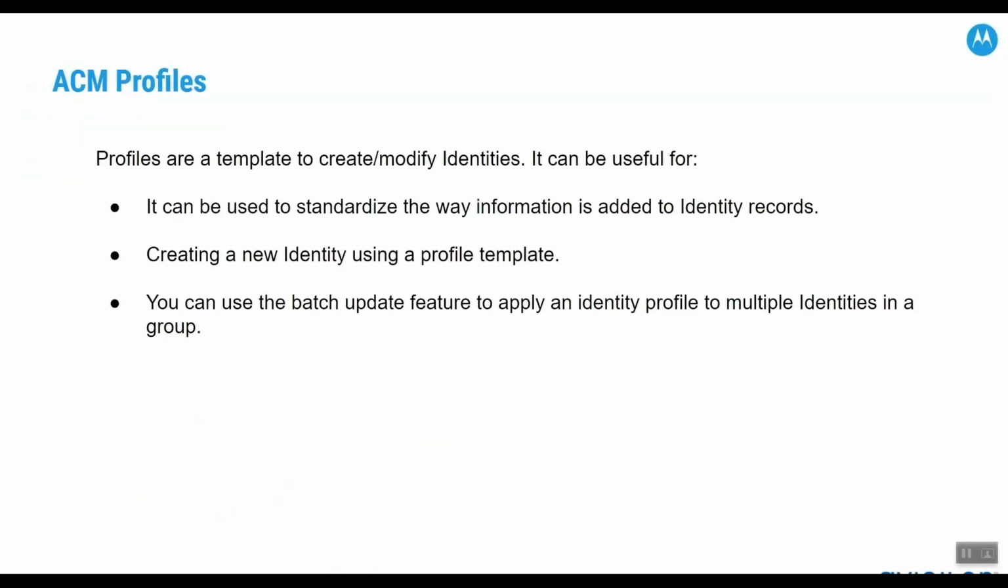All right, let me pull up my slide here for profiles. All right, so ACM profiles are basically a template that's used to create or modify identities. A couple of things it can be useful for is standardization for the way that information is added into the identity records. You can use it to create an identity using a profile template. You can use it to batch update an identity profile for multiple identities inside of a group.